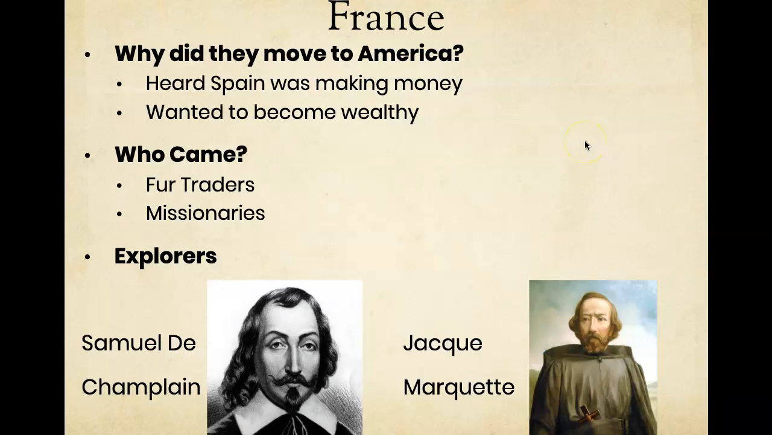So we're going to start with France and look into why they moved to America. France sent people to move to America because they heard Spain was making money. Spain was bragging about all this gold they were bringing back, and France wanted to make some money and become wealthy. The people who came from France were fur traders and Catholic and Jesuit missionaries. Two explorers from France are Samuel de Champlain and Jacques Marquette. So Jacques has a school named after him. It's close to the Canadian border, and there's Lake Champlain named after Samuel de Champlain.